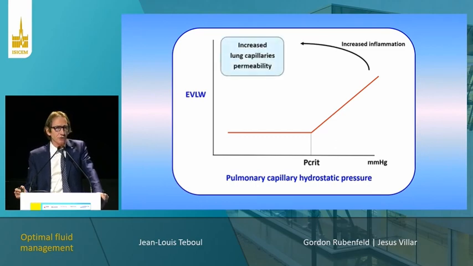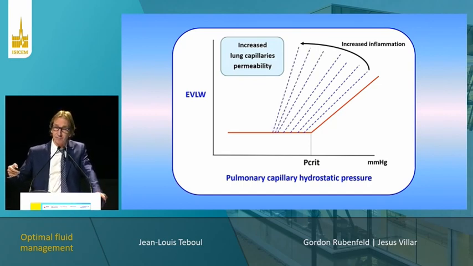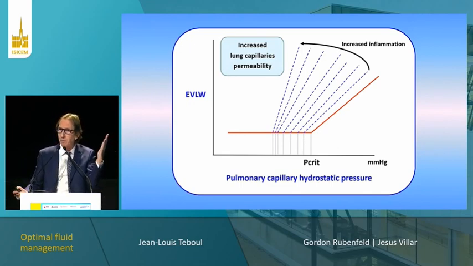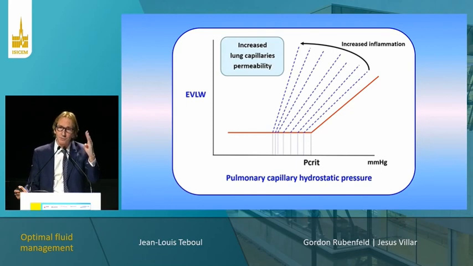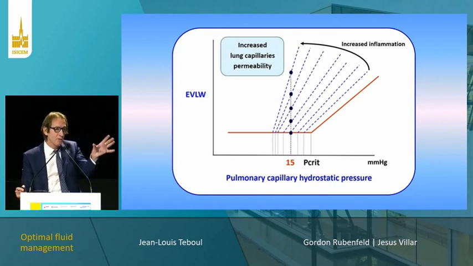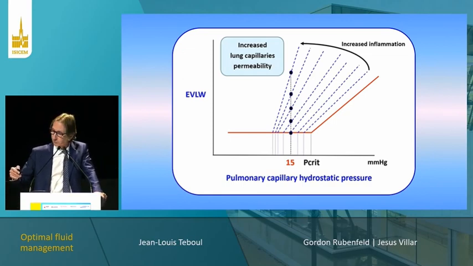Sometimes you have increased inflammation in the lung. This is more or less ARDS. And you have an increased lung capillary permeability, and you have different relationships. First, you have critical pressures which are lower in case of high permeability, but also the slopes of the lines are different. So if you have a value of 15, for example, for capillary pressure, this value can be associated with different values of lung water depending on the severity of the alteration of permeability of the lung capillaries.